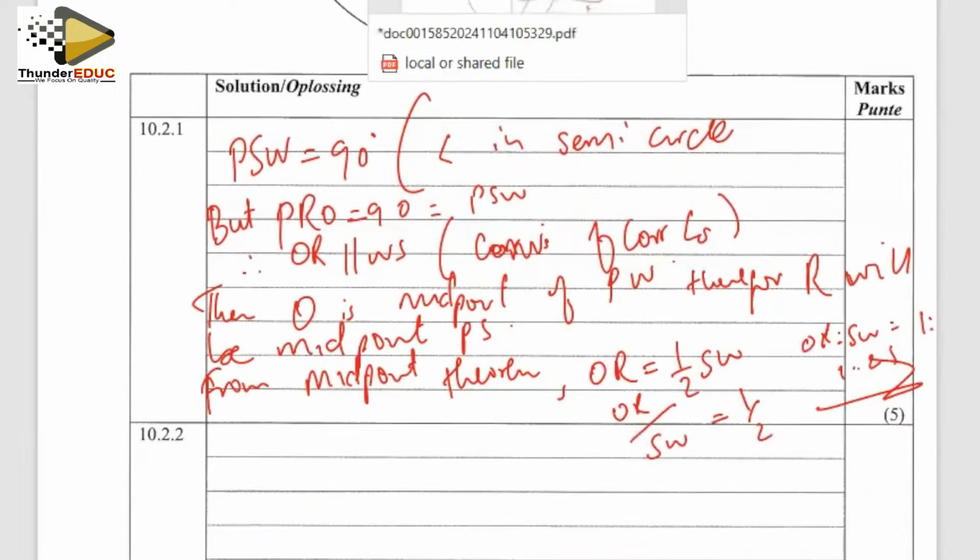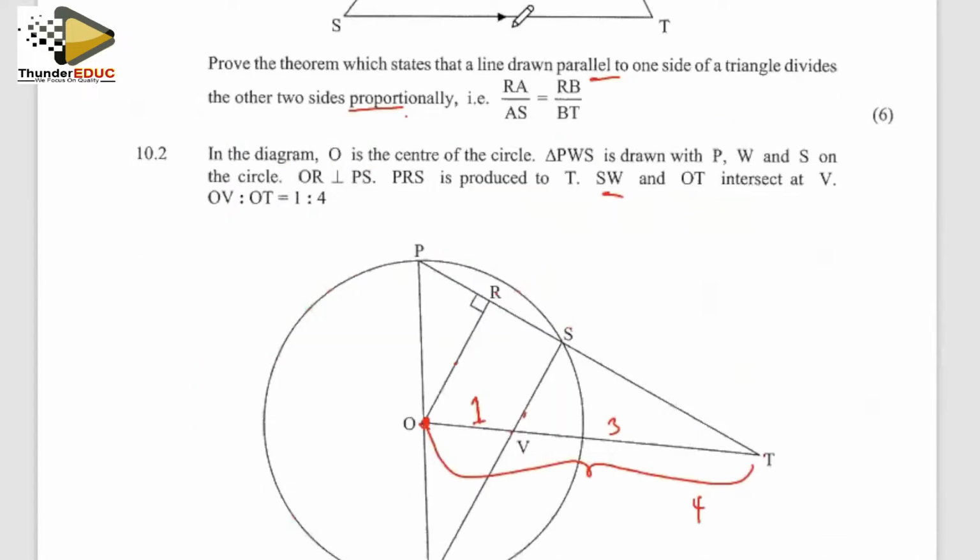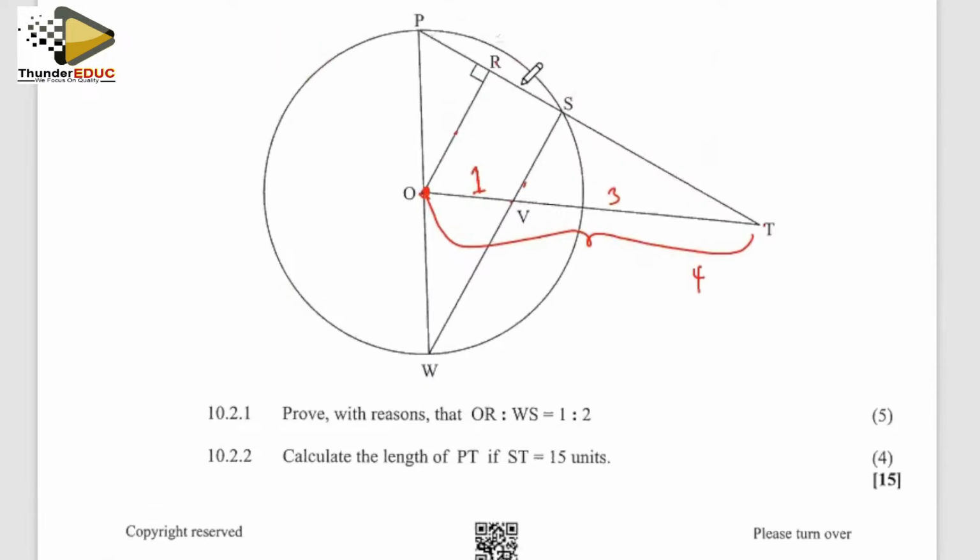Okay. Then 10.2.2. They want us to calculate the length PT. So we proved that this and that are parallel. They want the distance PT if ST is 15. Now we say this is the same as that, just like that is the same as that. All right, so let's see.